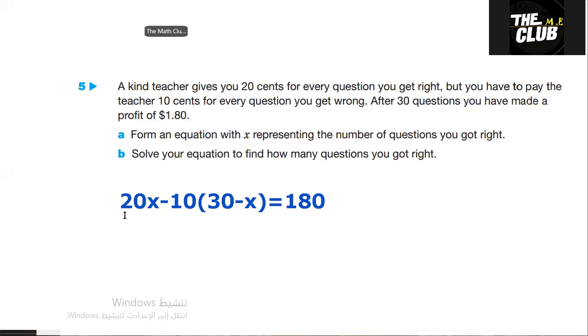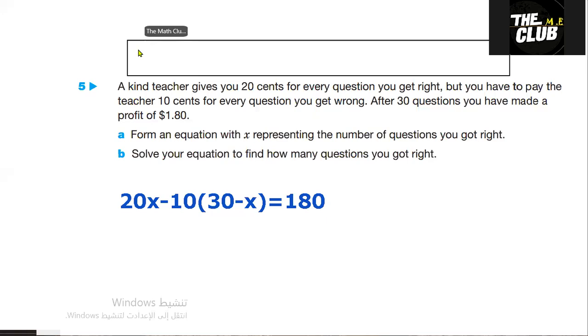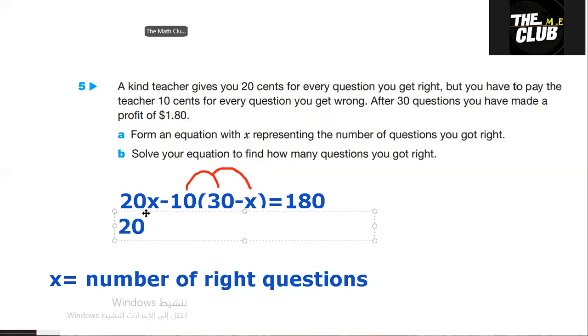So, first thing, let me do this first. 20x minus 10 times 30 is 300, right? And then minus 10 times minus x is going to be plus 10x. Okay? Equals 180. Good.